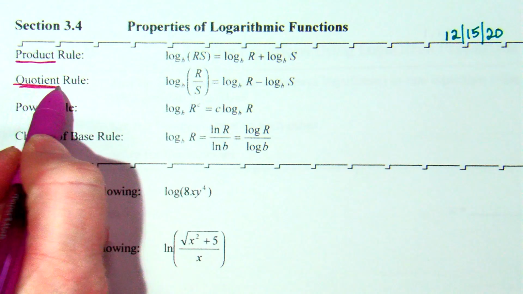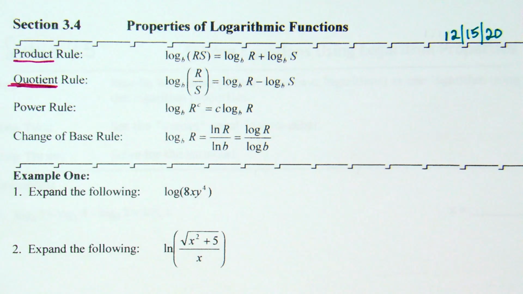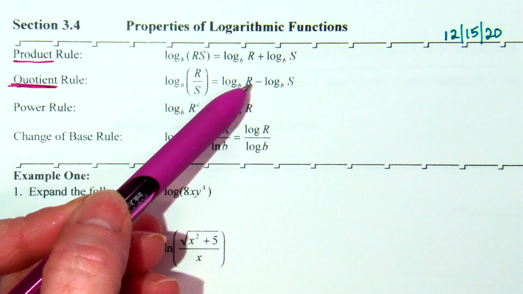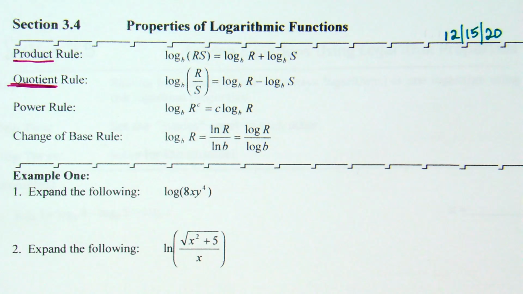Quotient rule is if the inside of your log is being divided, that can be rewritten into 2 logs being subtracted. So log of r divided by s is log of r minus log of s. Notice these are all listed as base b. The key is as long as the base matches.